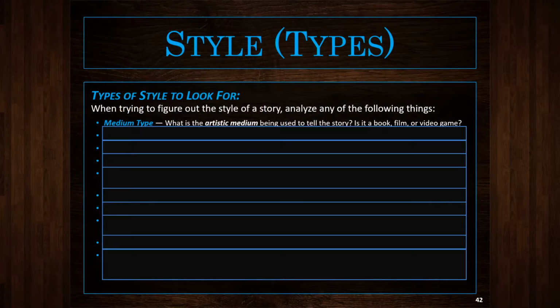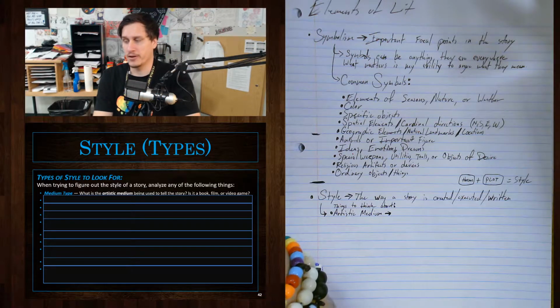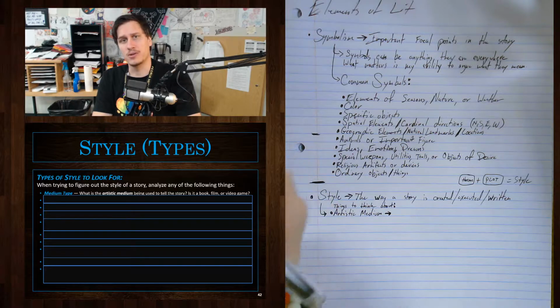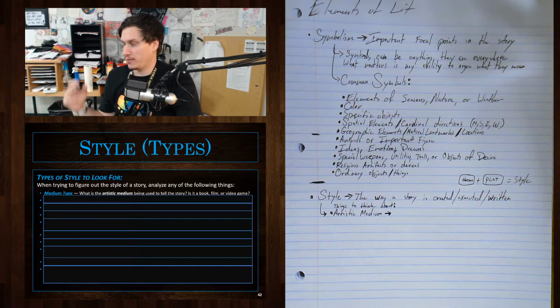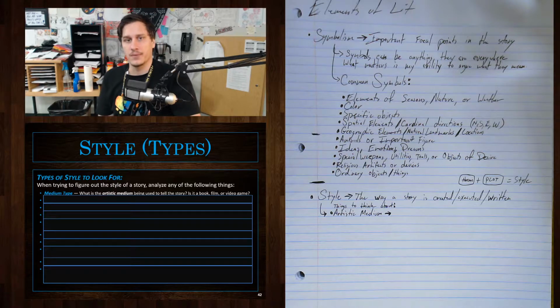So in this case, what I'm trying to get you to think about is, how are you telling this story? Are you doing it through a film? Are you doing it through a video game? Are you doing it through a book? Are you doing it through a tie-in novel? Are you doing it through poetry? There are many different ways to do this. Are you doing it through a graphic novel? You know, that's something to think about.